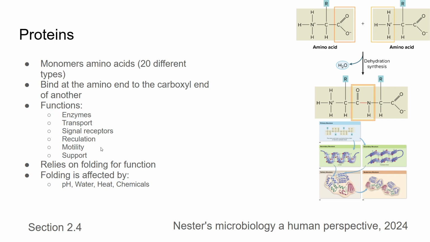So the proteins rely on folding for their function, and folding is affected by various different factors, including the pH, that's acidity, the water content, the heat in the area, or chemicals, also called solvents or solutes. Any of these things, if they're out of the ideal conditions, can cause a protein to denature. That means that the protein is going to unfold and not work.